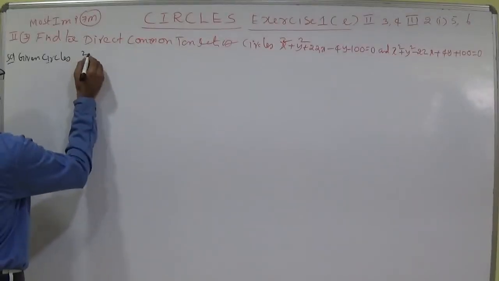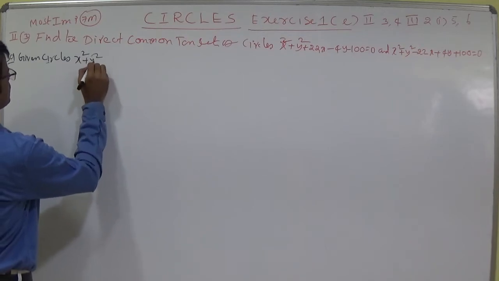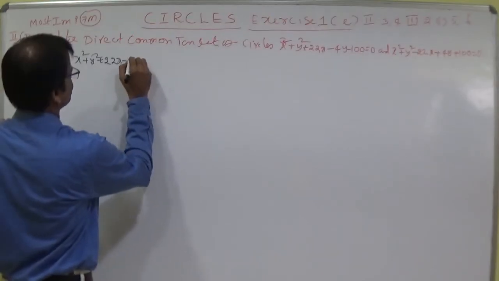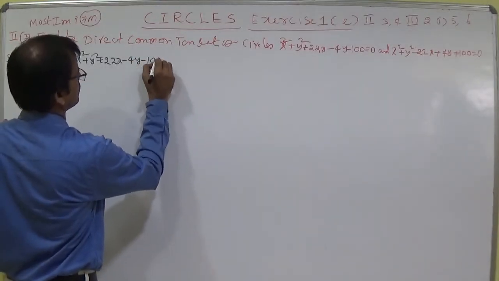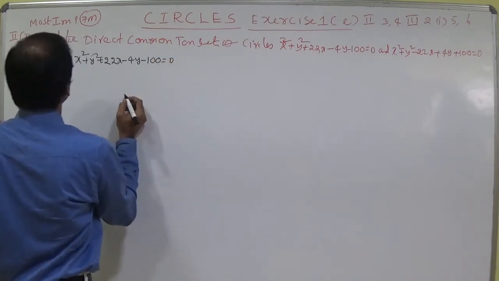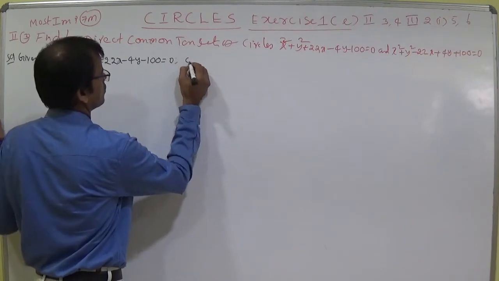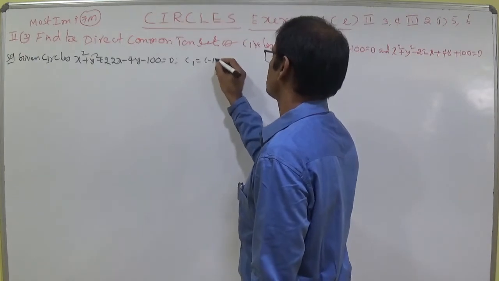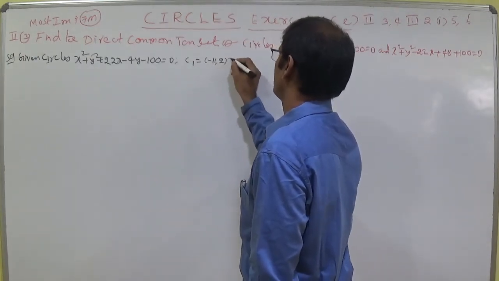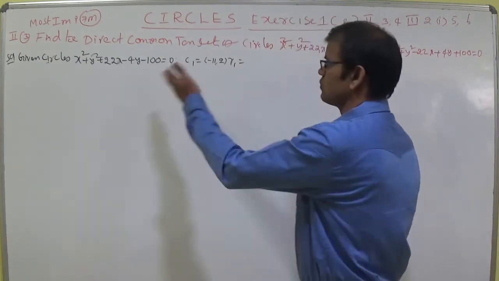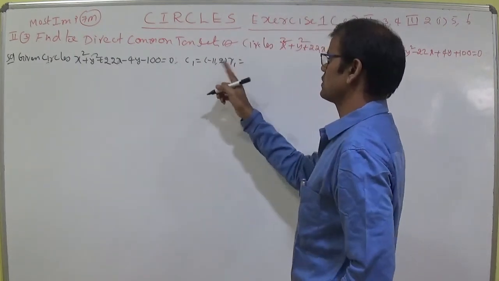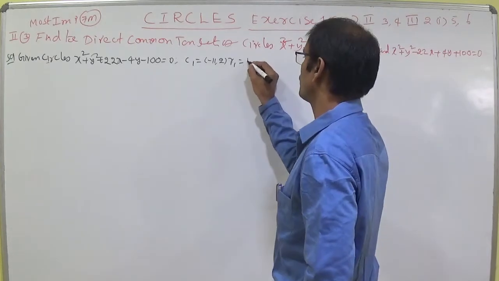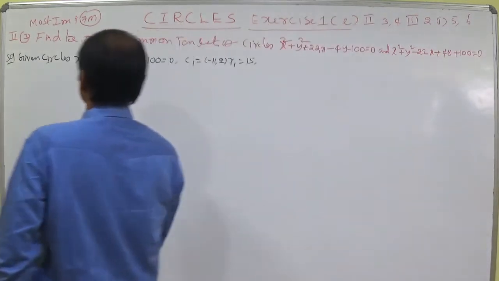Given circles x square plus y square plus 22x minus 4y minus 100 equal to 0. Here we can write C1. C1 means center 1. It is minus 11 comma 2. R1 is root of g square plus f square minus c, equal to 121 plus 4 plus 100. 121 plus 4, 125 plus 100, 225. Root is 15. R1 is 15.